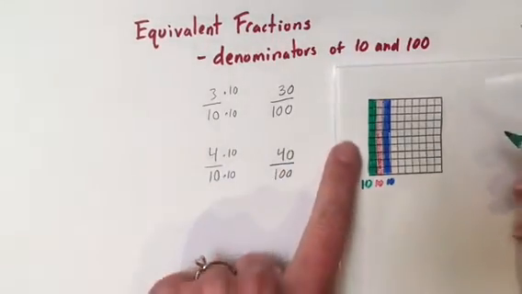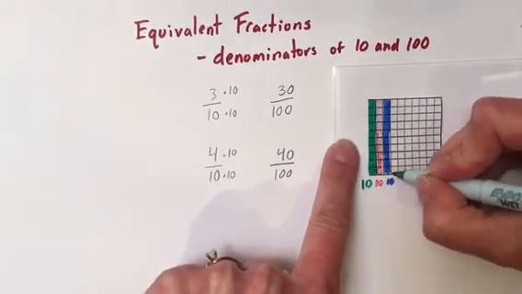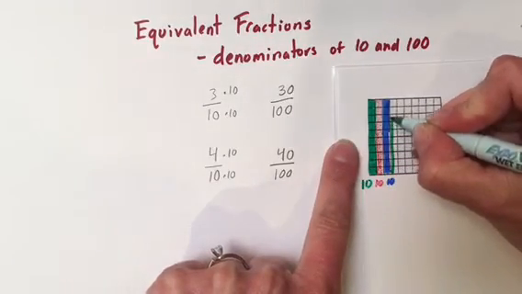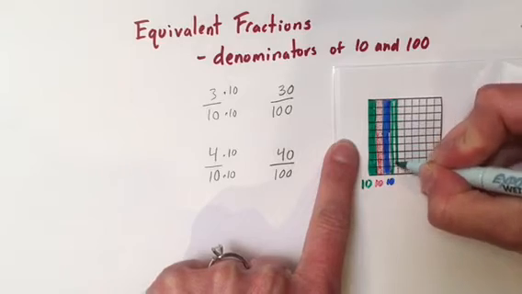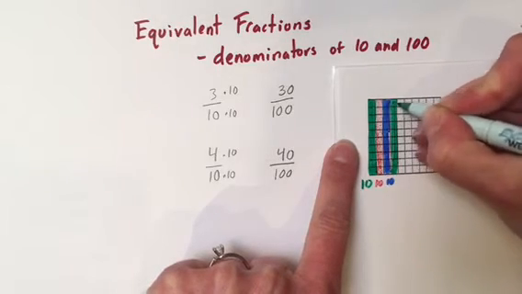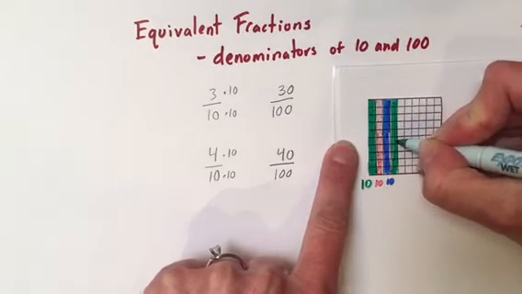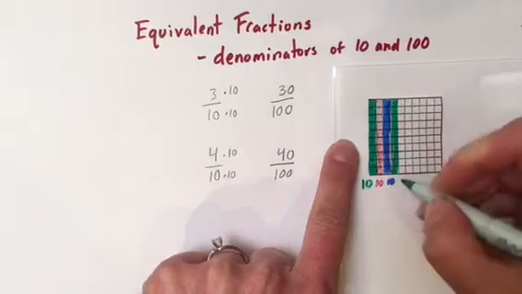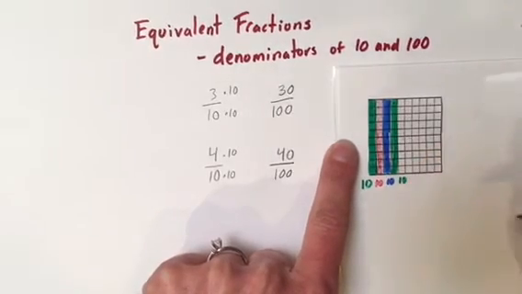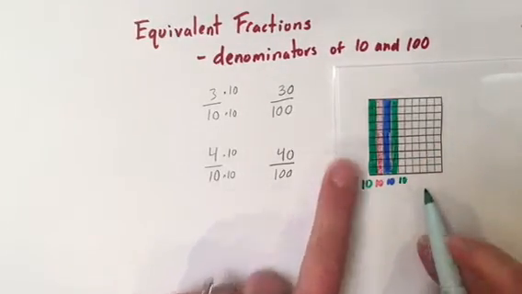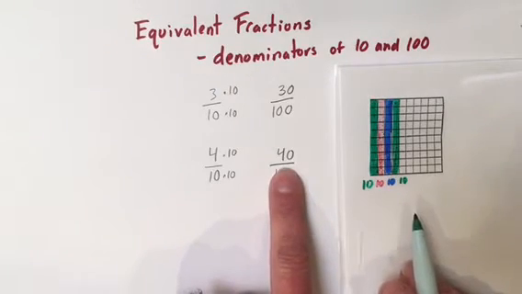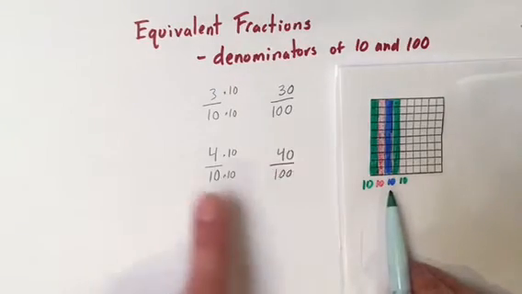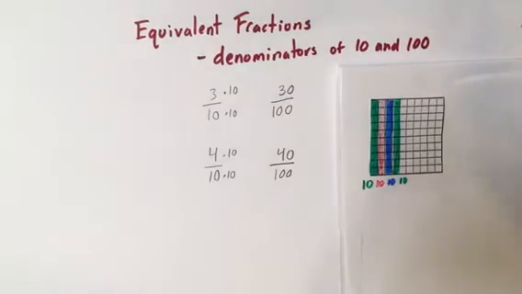If I went and I shaded in 4/10, that would be another one of these blocks right here, or another piece like this. That's another 1, 2, 3, 4, 5, 6, 7, 8, 9, 10. Another 10 small little boxes. So if I added that together, it would come up to be 40. 40/100ths is the same thing as 4/10.